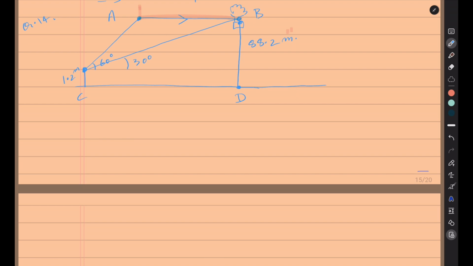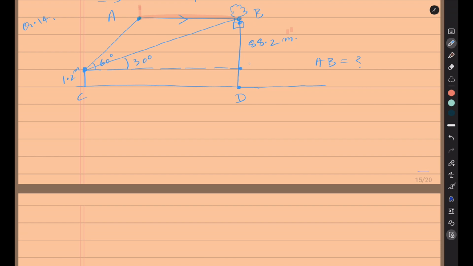Find the distance traveled by the balloon during the interval. Find the distance traveled by the balloon. It means we need to find out what is AB, because this is the distance traveled by balloon. Okay, so basically let us go forward solving this problem. So again, I think it's very similar to what we solved earlier, but let us just have a look.